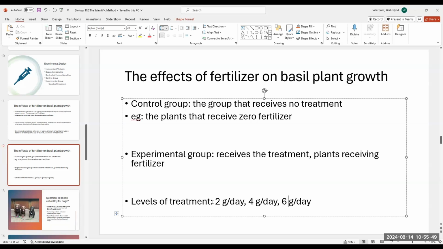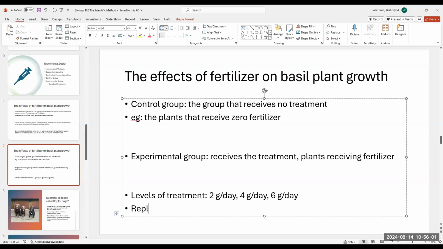Because if we just gave 2 grams a day, maybe that's not enough and we wouldn't see an effect. If we're doing the experiment, maybe we want to do different levels of treatment. And then obviously, you want to have a lot of replication to really make these results valid. So you want to have a lot of test subjects. So you would want to have a lot of plants in the control group and in the experimental group. And you would want a pretty even number in each group.